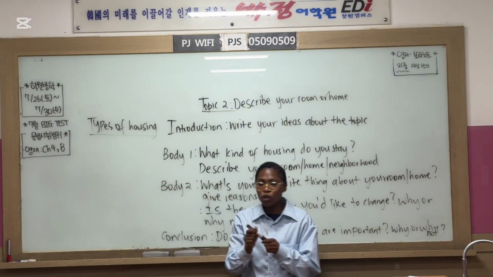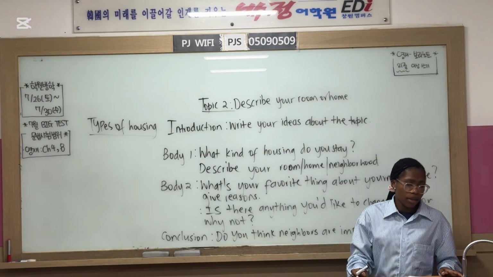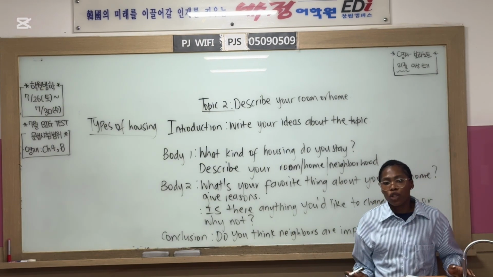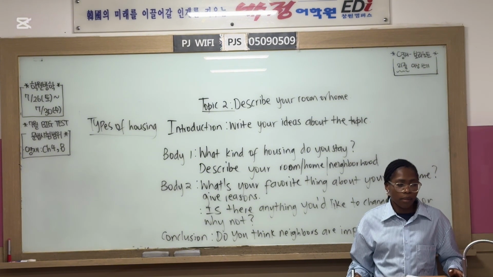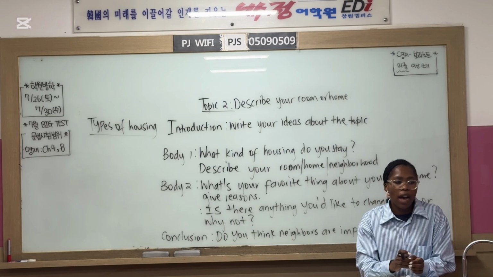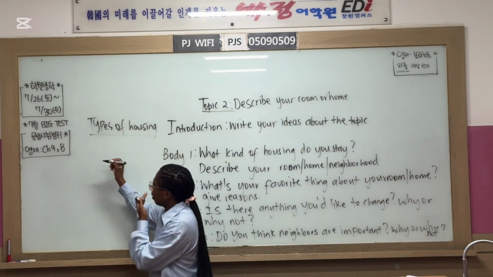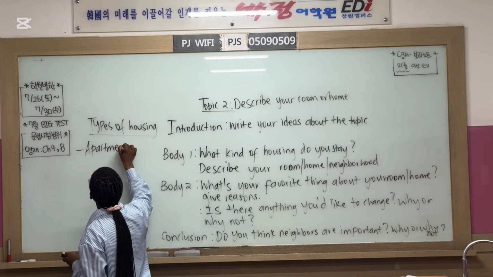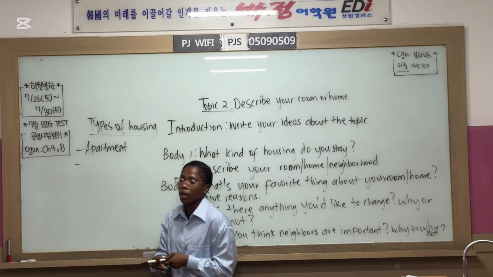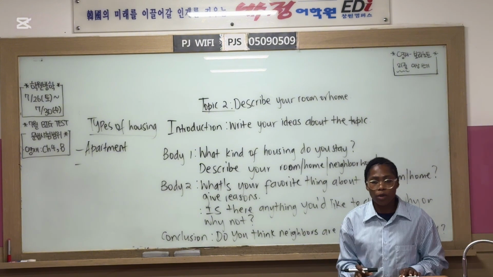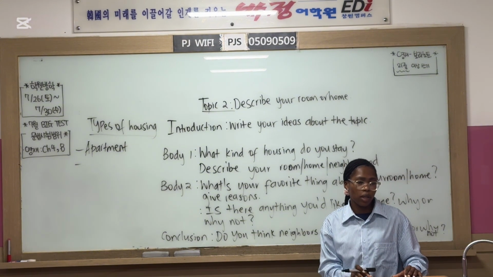What kind of a house do you live in? And you can also share other types of housing that you know. So where do you guys stay? What kind of housing is it? An apartment. Good. An apartment is a type of housing. Now, can we also write other types of housing that you know of?